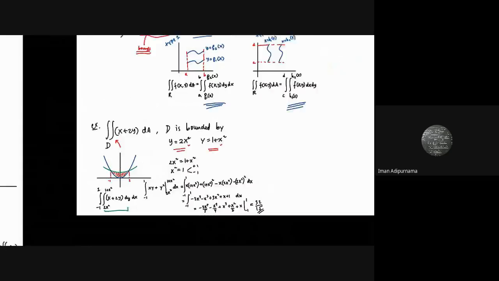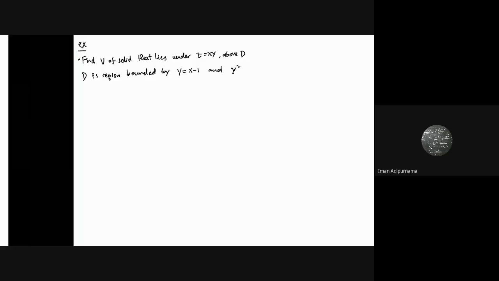Okay. Maybe one more example. Let me just write: find the volume of the solid that lies under z equals xy, above D. And D is the region bounded by y equals x minus 1 and y squared equals x plus 6.